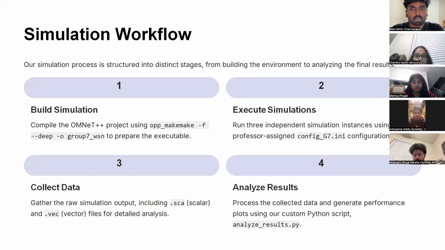In the execute simulations step, we run three independent simulation instances using our professor assigned config g7.ini. Running multiple instances allows us to average results and reduce the impact of any single run randomness even with fixed seeds. And in the collect data step, during the simulation, Omnet++ and INET produce scalar and vector files. The vector file stores time series data like per packet delays, and the scalar file stores aggregate statistics like total energy consumed per node.